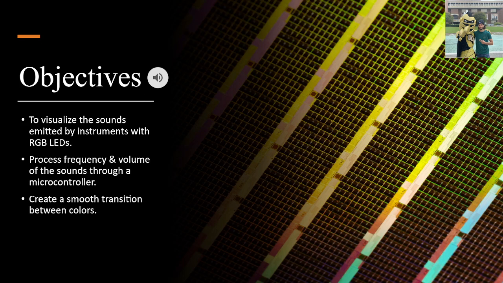So our main three objectives are to visualize the sounds emitted from the instruments with RGB lights, whereas the lights would show different colors depending on what note you're hitting. And then we're going to process the frequency and the volume of the sounds through a microcontroller, which is a Raspberry Pi 4 in our case. And then we want to refine the program to make a smooth transition between the colors for each note so that it's a lot easier on the eyes and more appealing to look at.